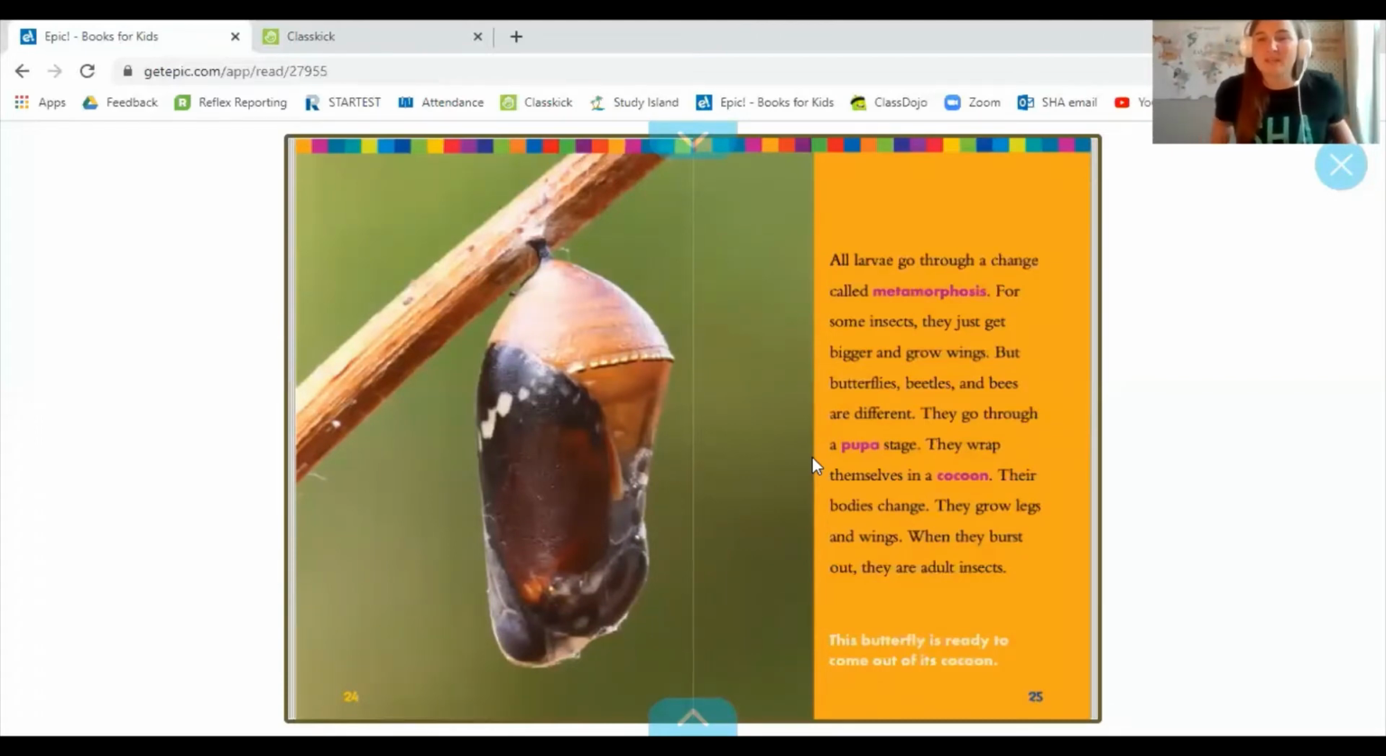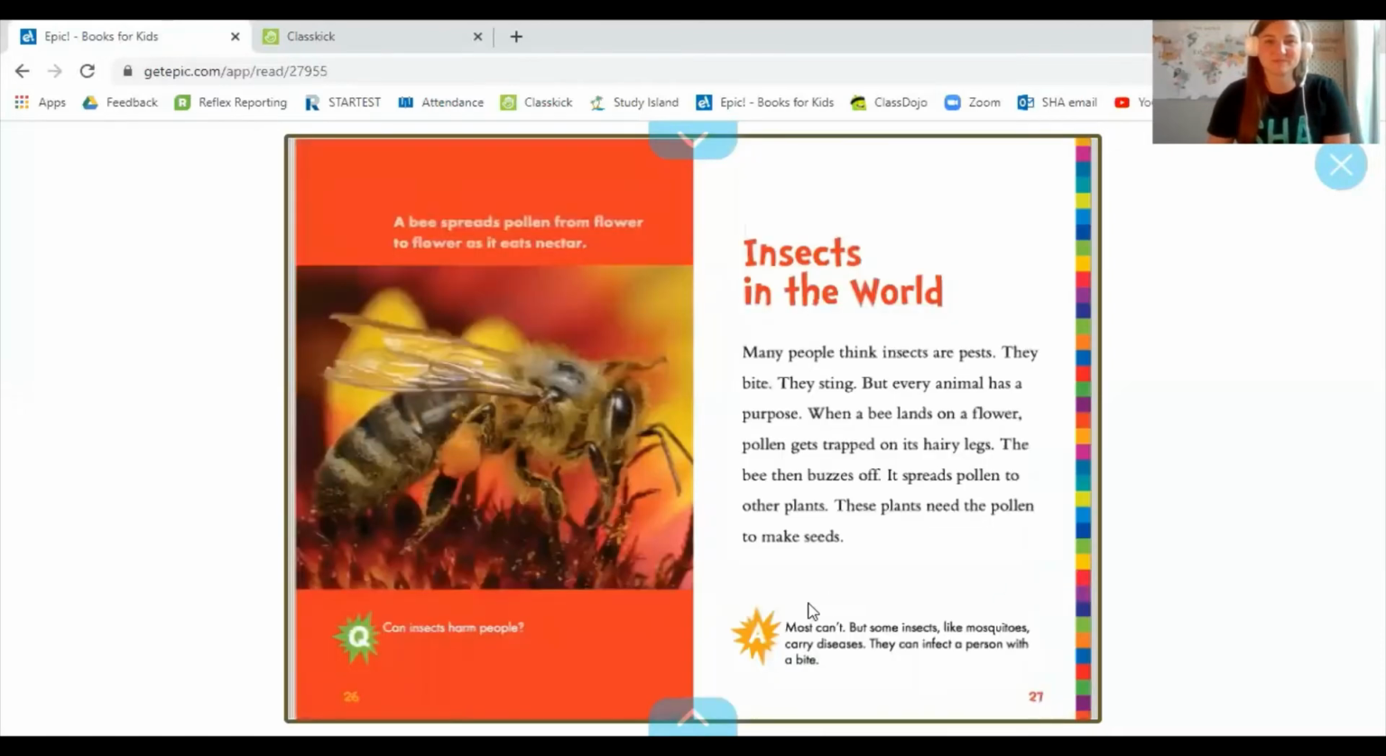But butterflies, beetles, and bees are different. They go through a pupa stage. They wrap themselves in a cocoon. Their bodies change. They grow legs and wings. When they burst out, they are adult insects. This butterfly is ready to come out of its cocoon. A bee spreads pollen from flower to flower as it eats nectar.